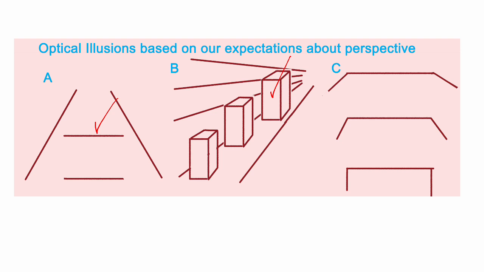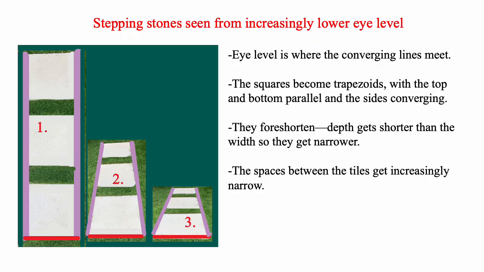In both cases, we expect objects high on the page within converging lines to be smaller than those lower on the page in accordance with perspective. In C, the top line appears the longest even though they're all the same length because its converging lines are the most spread out, so we expect it to be the smallest.